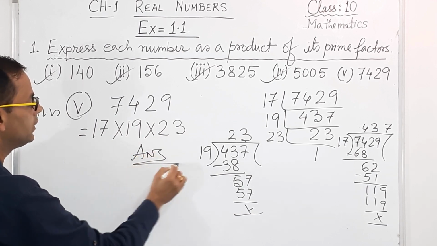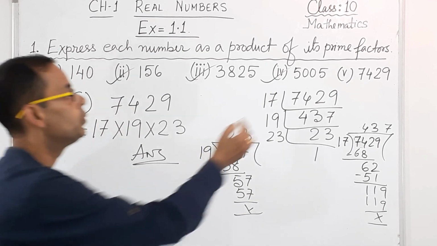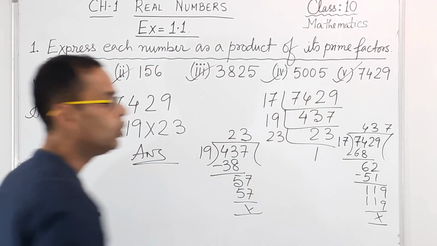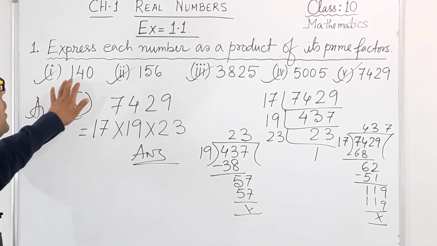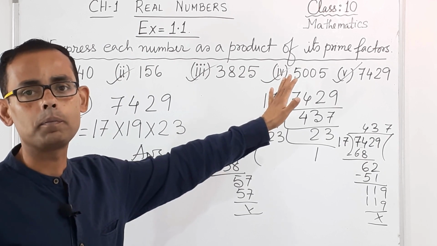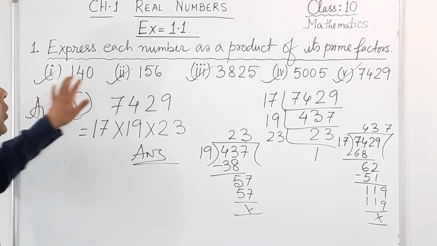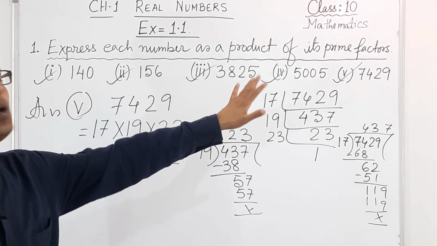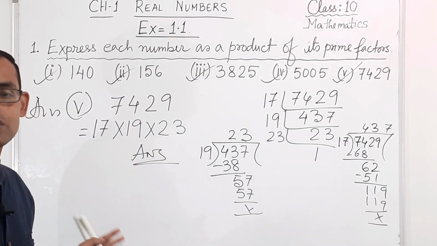I think you have understood how to find out. So Roman 5 is over. Now you have understood how to find out these numbers or any number as a product of its prime factors. So practice this one. Roman 1, Roman 2, Roman 3, Roman 4, Roman 5. So I think you have understood the sums nicely.